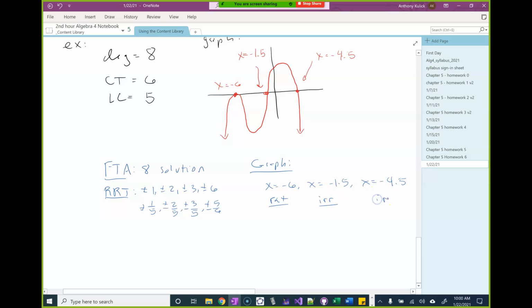Okay. Let's look at the bend, bounce, and straights to decide how many times that particular solution could be used. So if I look at -6, is that a bend, bounce, or straight? That's a bounce, right? Because it touches the x-axis and then goes back in the same direction. So that's a bounce. How about the -1.5?